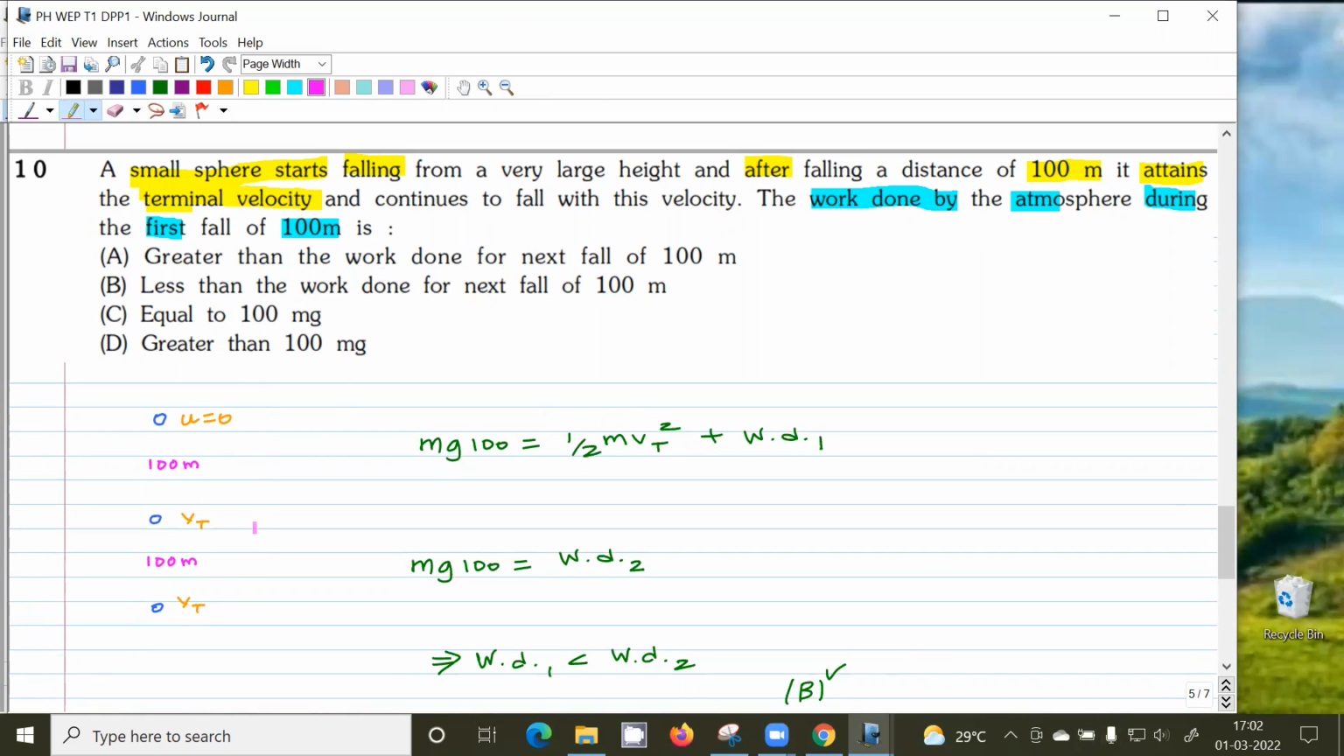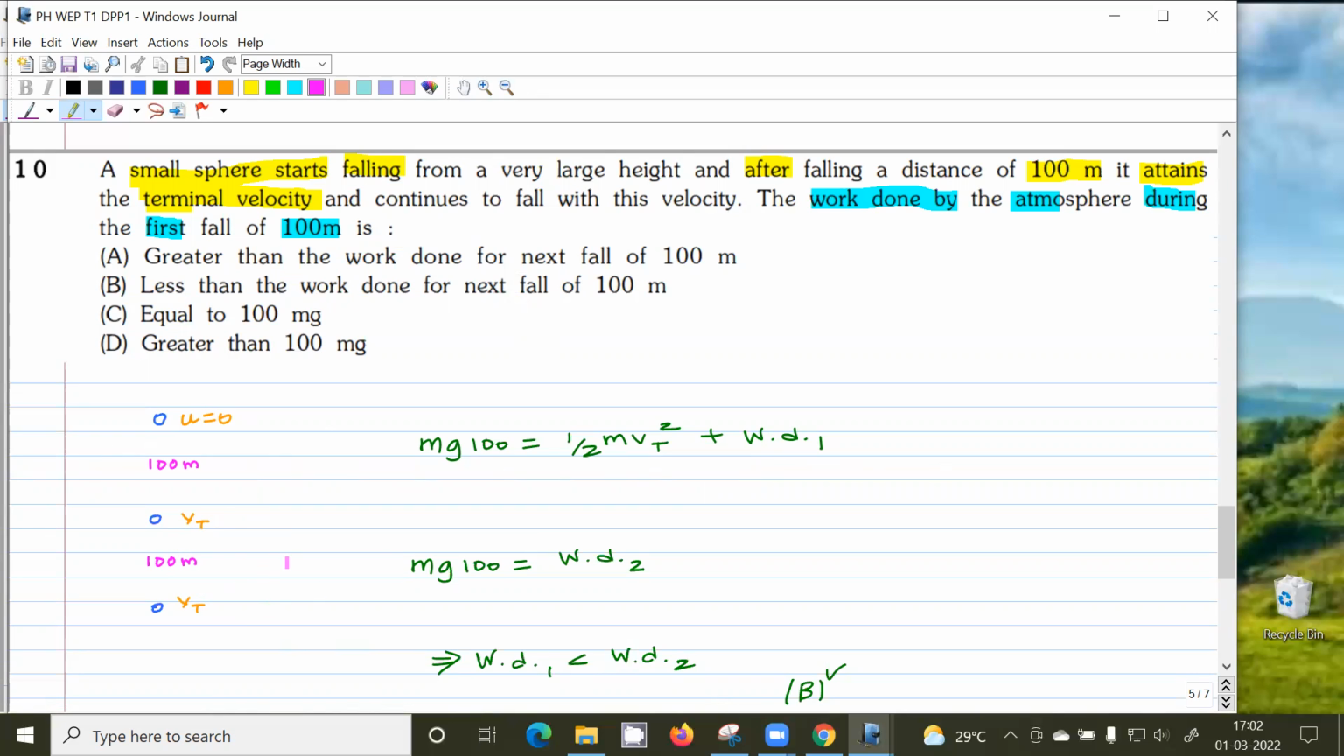So in this first part, I'm using the work energy theorem. The initial energy is mg into, compared to this one, this 100. Loss of potential energy of 100, right? So the loss in potential energy will be the gain in kinetic energy plus the work done by this drop on the atmosphere. Okay, so this is one equation. Is this equation clear? Yes, sir.